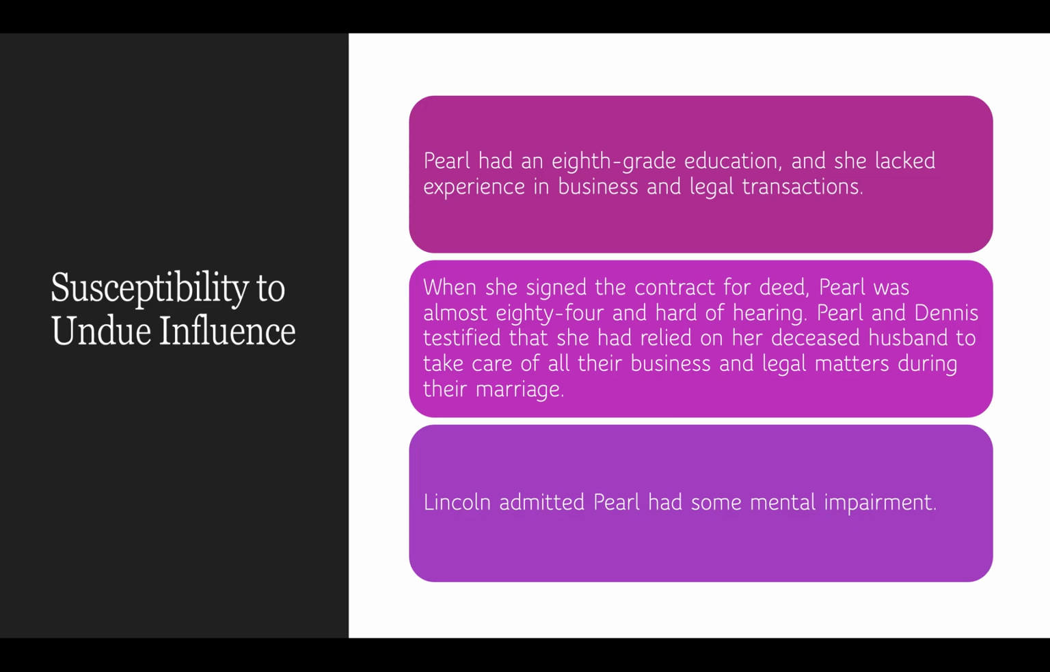So let's talk about the first one, susceptibility to undue influence. In this case, Pearl had an 8th grade education and she lacked experience in business and legal transactions. When she signed the contract for deed, Pearl was almost 84 years old and hard of hearing. Pearl and Dennis testified she had relied on her deceased husband to take care of all their business and legal matters during their marriage, so she herself didn't have any knowledge in handling such operations. And last, Lincoln admitted that Pearl had some mental impairment.